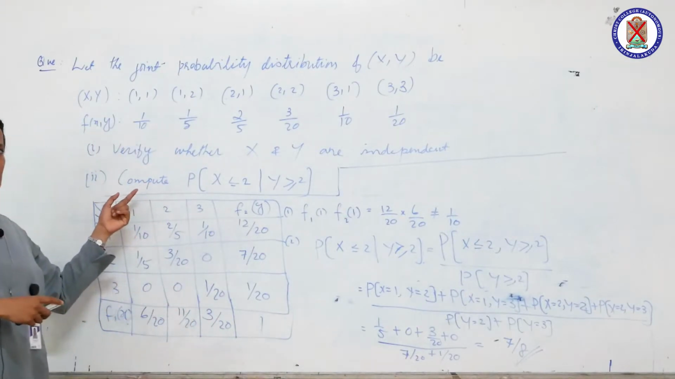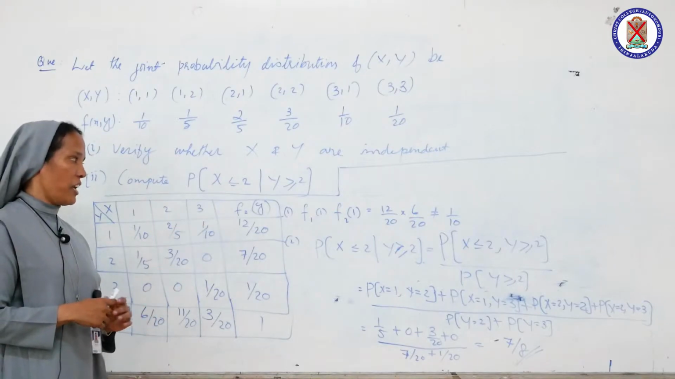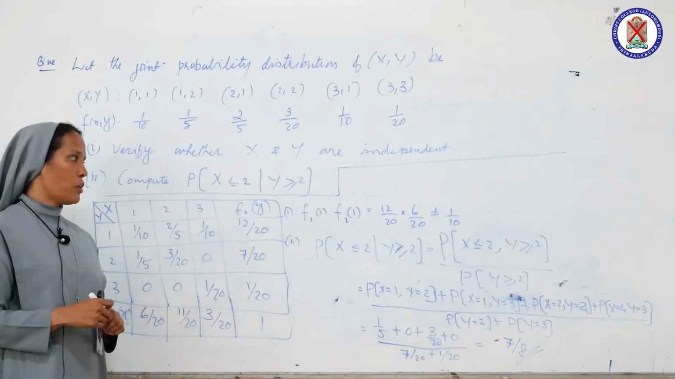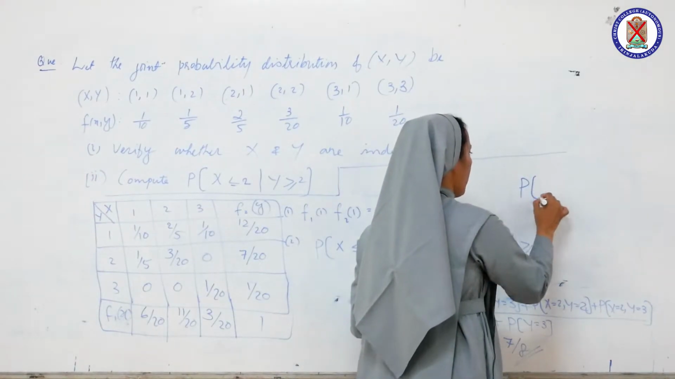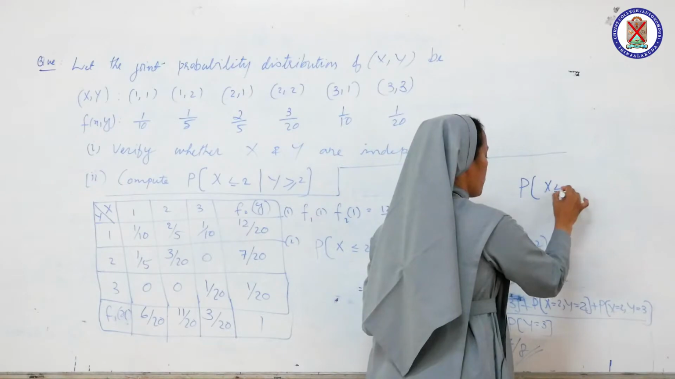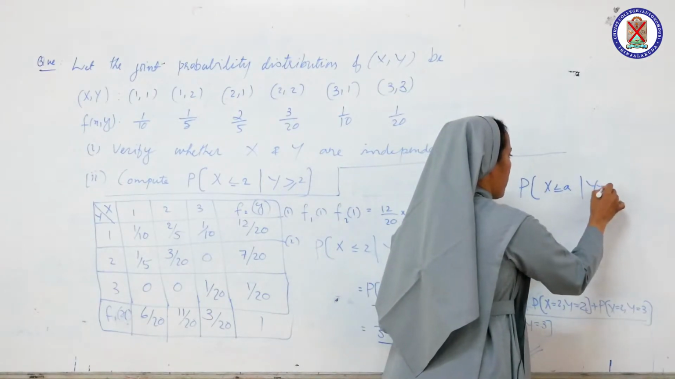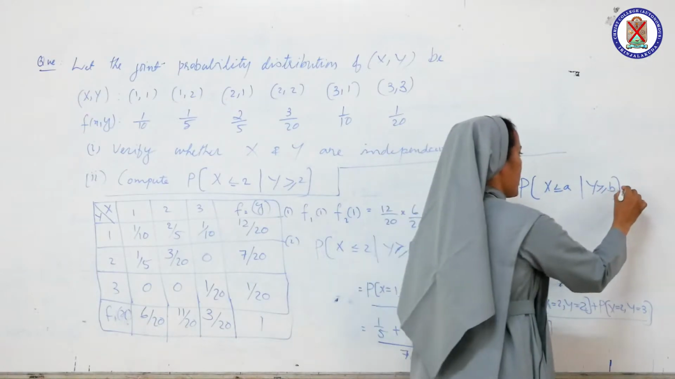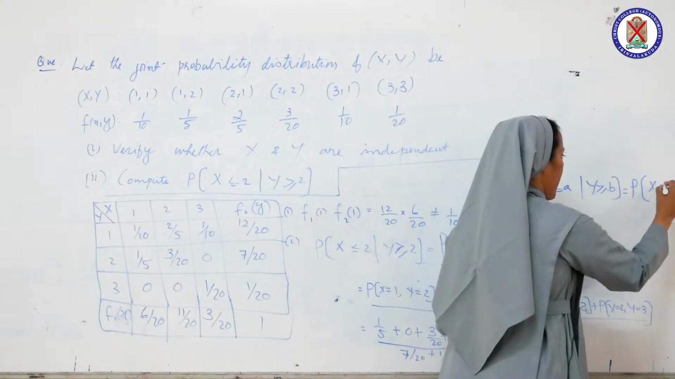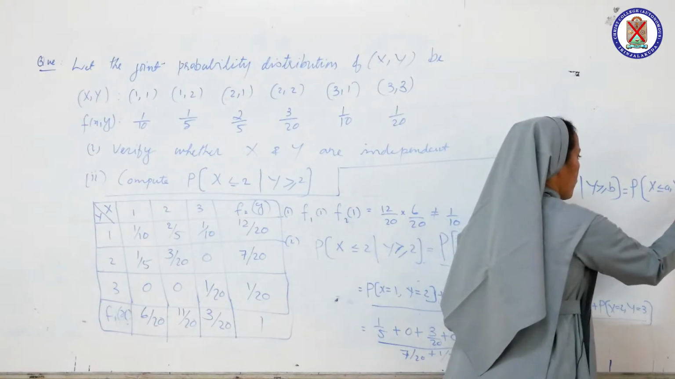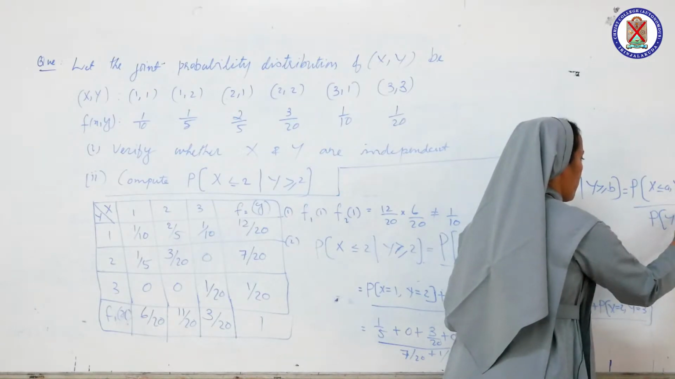Coming to the second question, we have to find out the probability of x less than or equal to 2 given y greater than or equal to 2. By conditional probability we know that probability of x less than or equal to some value a given y greater than or equal to some value b is equal to the joint probability of x less than or equal to a, comma, y greater than or equal to b, divided by probability of y greater than or equal to b.